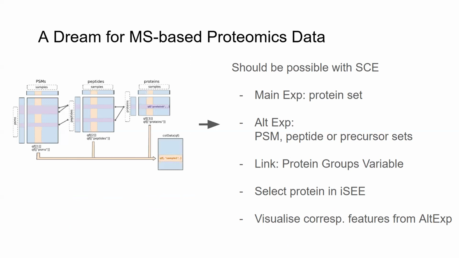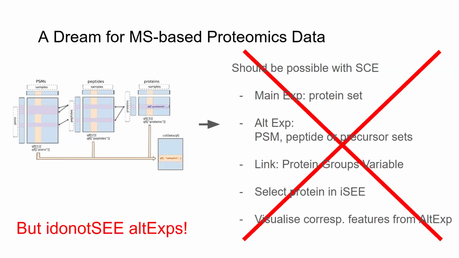I could take my proteins as the main experiment of a single cell experiment, and I could put my peptides and my PSMs and so on in the alt experiments, and I could link the two experiments to each other via the protein groups variable that is used to summarize the PSMs into the proteins. And then I could select the protein in iSEE that is differentially abundant, and if I could see these alt experiments, I could also see the peptides and the PSMs. So this is not possible because I do not see alt experiments.